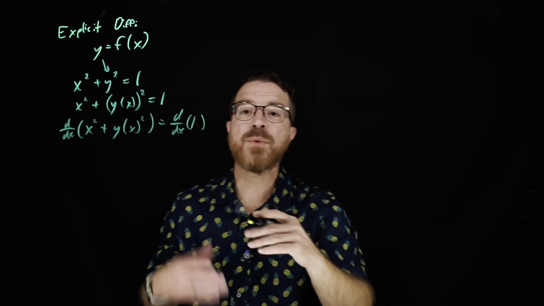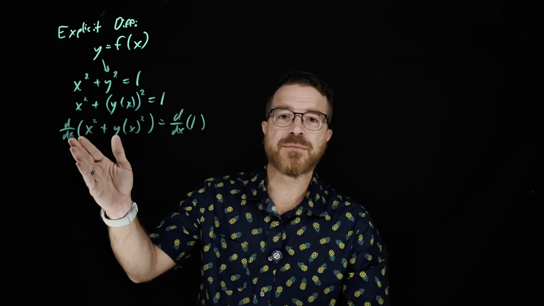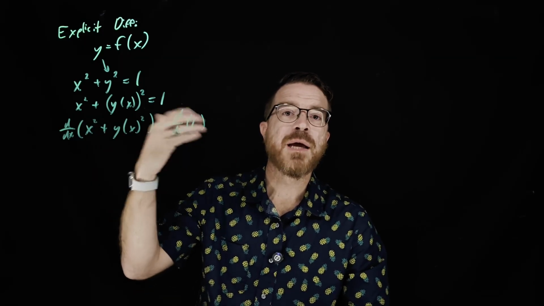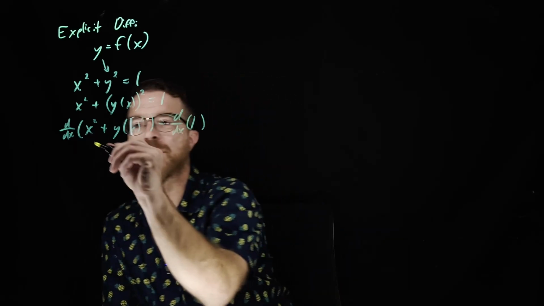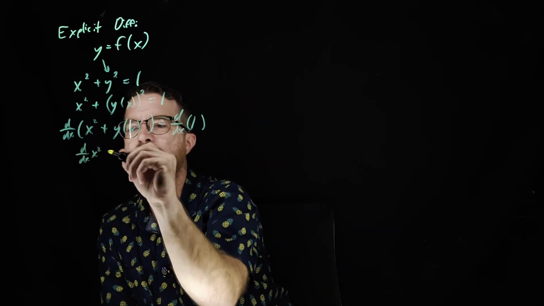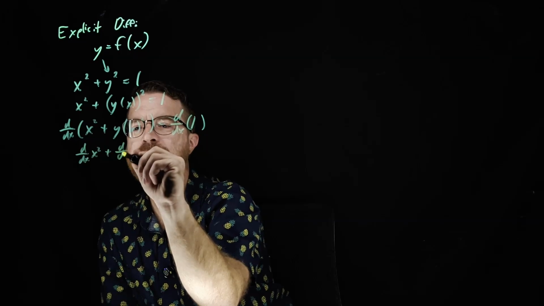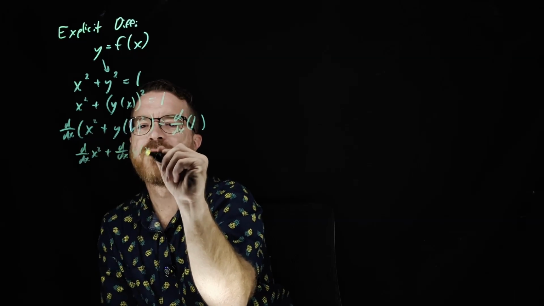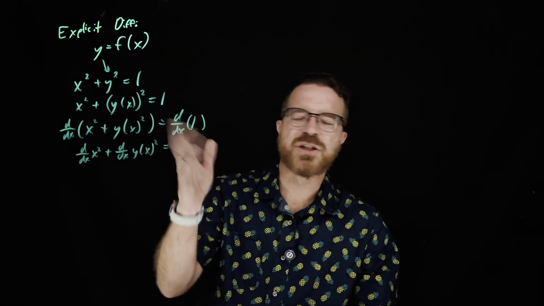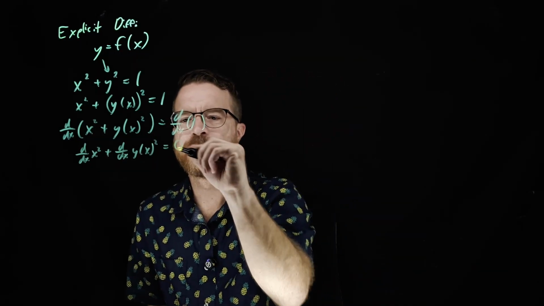Okay, so now whenever we have a derivative of some function plus or minus some other function, we can just split that into the derivative of the first function plus or minus the derivative of the second function. So this is going to become d/dx of x squared plus d/dx of y of x squared, and then equals the derivative of a constant, which is just equal to 0. So I'm just going to put 0 here.